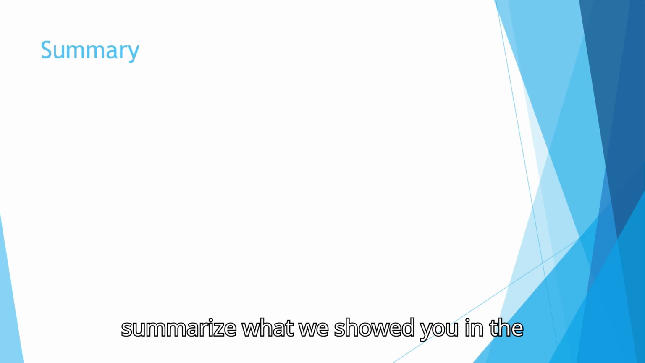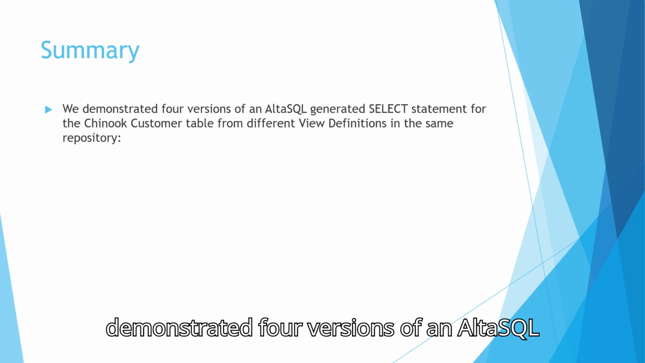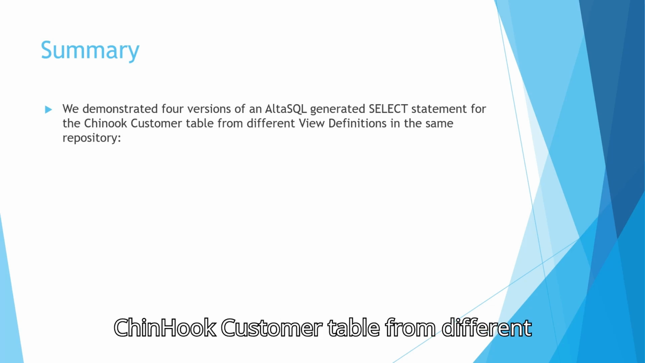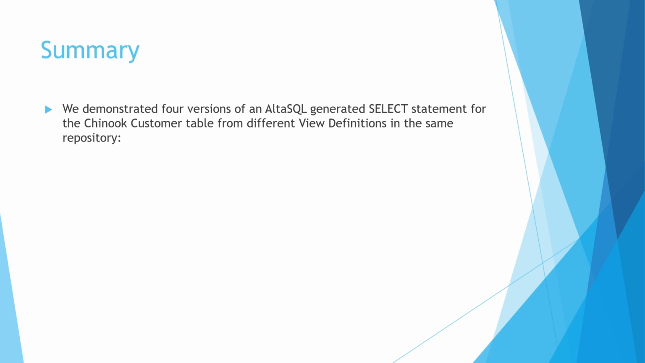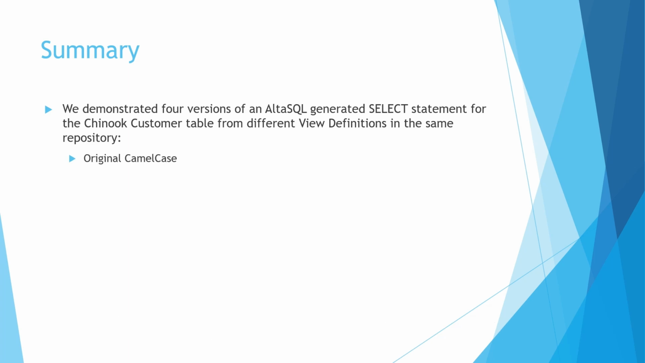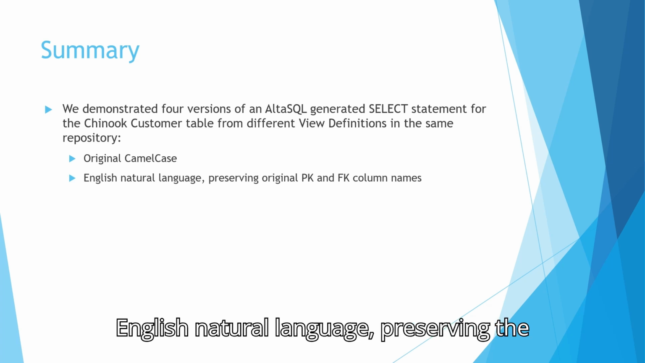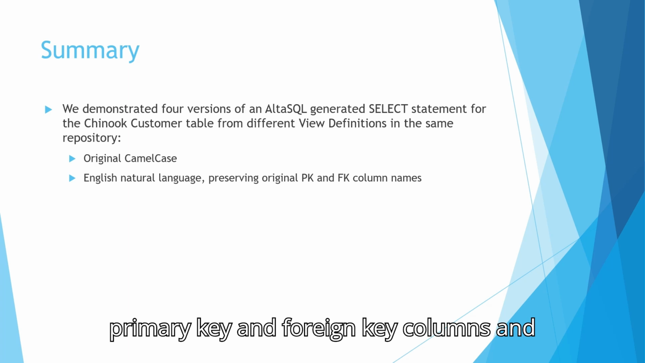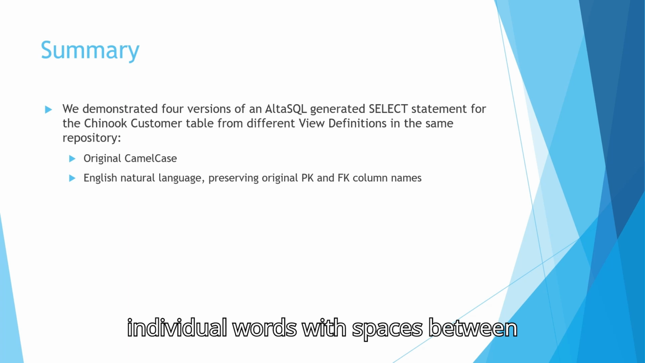Let's summarize what we showed you in the hands-on demonstration. We demonstrated 4 versions of an AltaSQL generated select statement for the Chinook customer table from different view definitions in the same repository. We started with the original camel case. We then translated the camel case into English natural language, preserving the primary key and foreign key columns and splitting out the camel case into individual words with spaces between them.